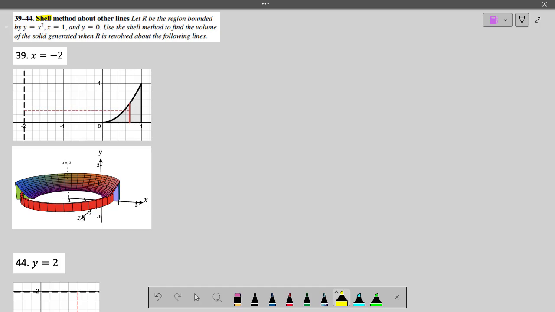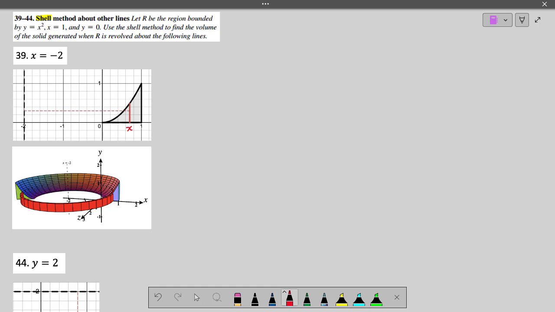All right, they tell us to use shells though. So if we're going to use shells, we are going to choose a vertical integration element so that we're parallel to the axis of rotation. If the element is parallel to the axis, that's going to create the cylinder. Perpendicular creates a washer. Parallel creates a cylinder. So there's our integration element. We say that this is at a random x.